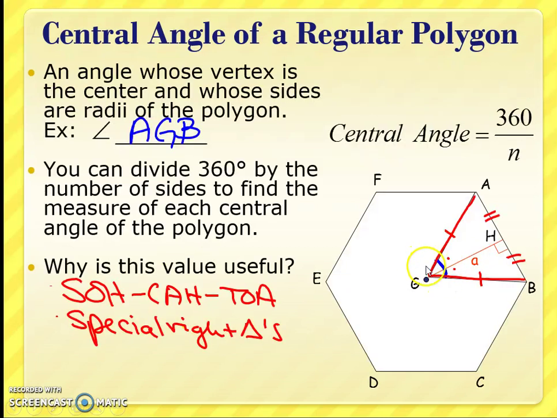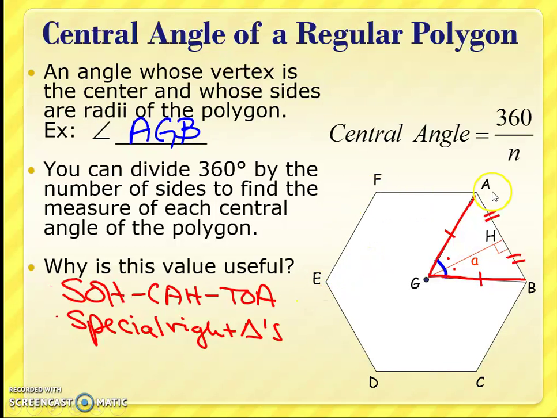This angle right here, we call this an angle whose vertex is the center and whose sides are radii of the polygon. We call this the central angle of a regular polygon. So for example, this right here, AGB, this is called the central angle of this regular polygon.